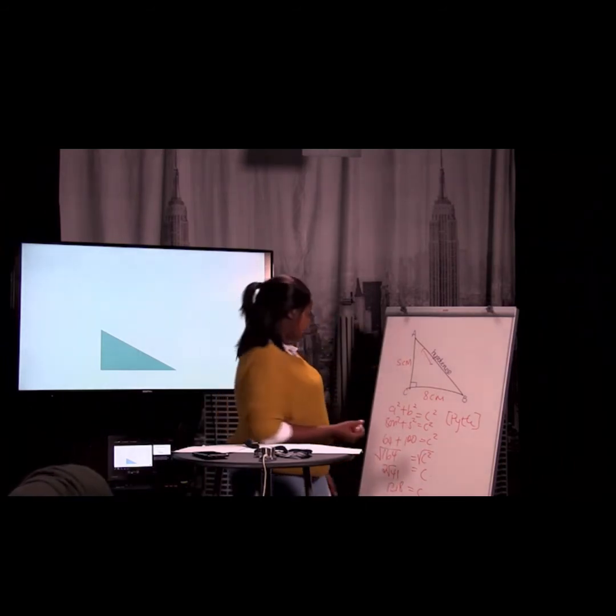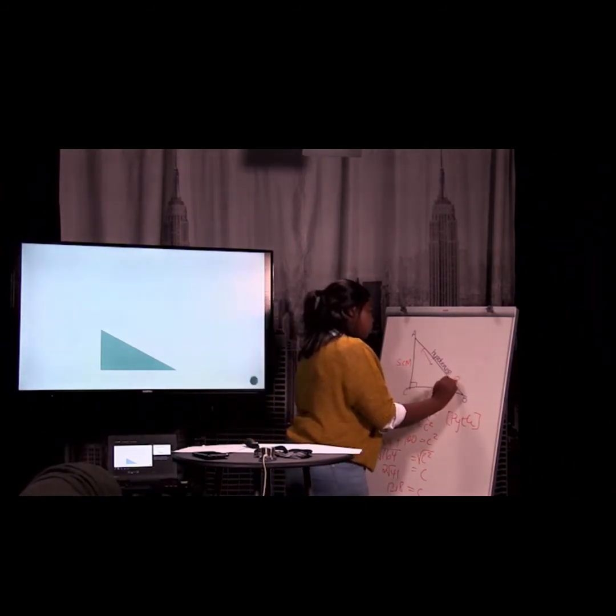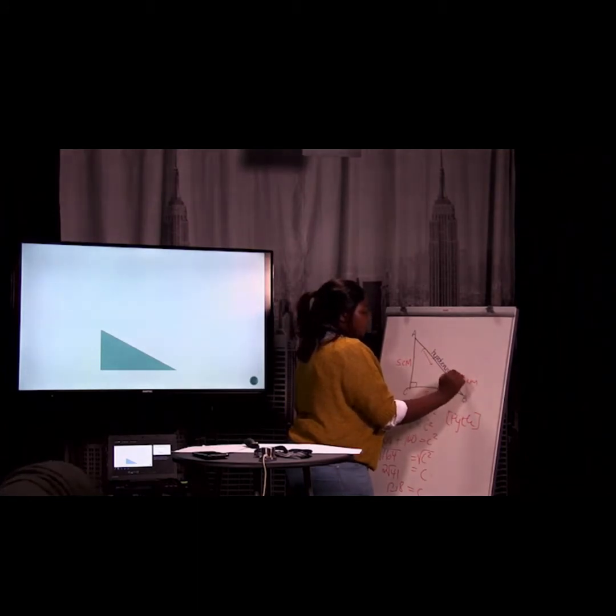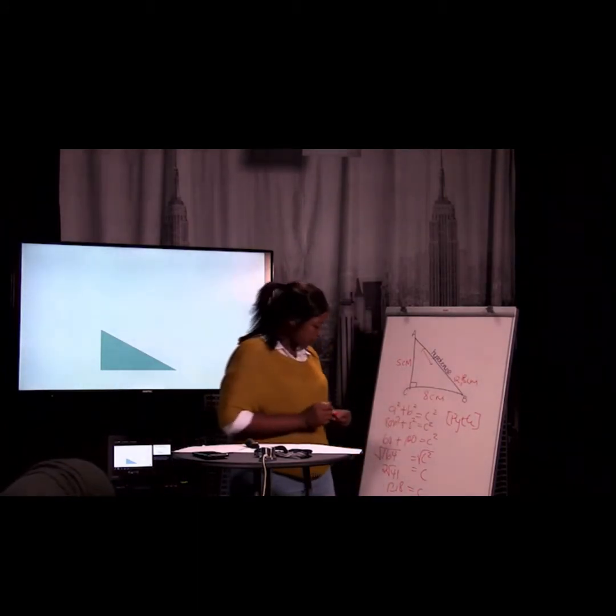So our hypotenuse side is 12,8 centimeters. Okay.